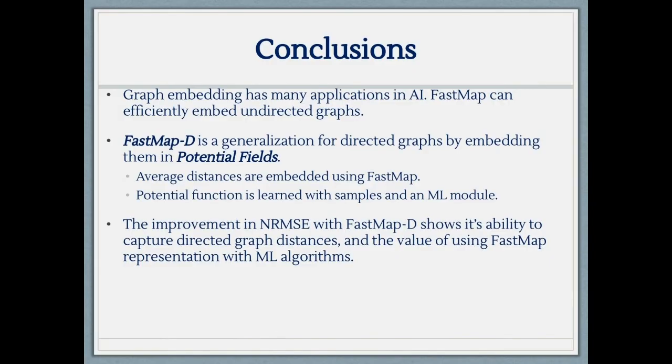In summary, graph embeddings can be used for a variety of AI problems, and FastMap can efficiently embed undirected graphs. FastMapD is an effective generalization for directed graphs by embedding distances within a potential field. What we hoped to get across in this paper is that our embedding method works for different graph configurations and that the asymmetric distances can be captured well. The output of FastMapD is a representation that can then be used by ML modules for downstream tasks like path computations and clustering.